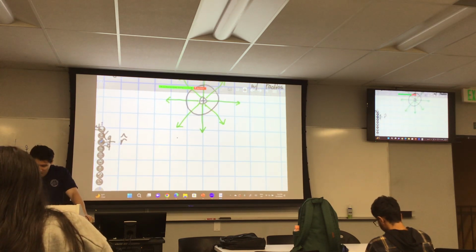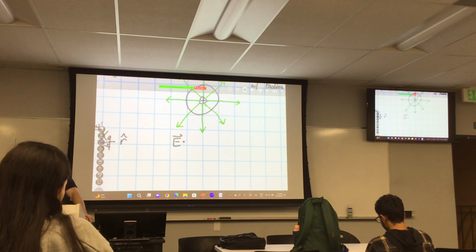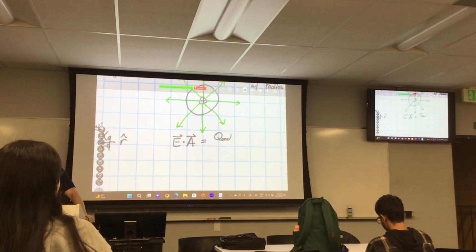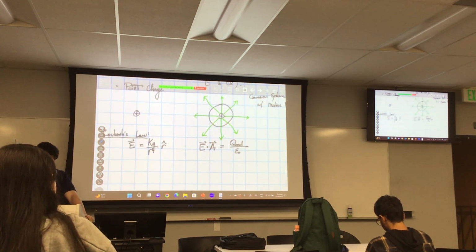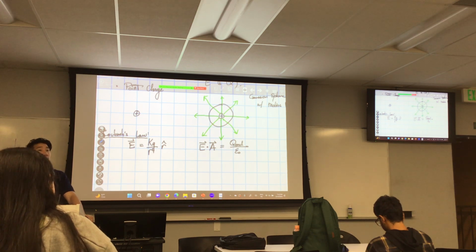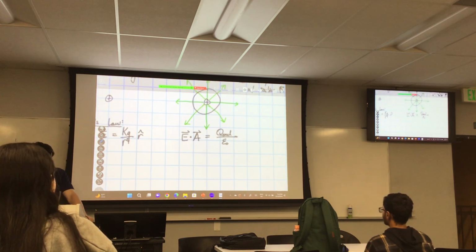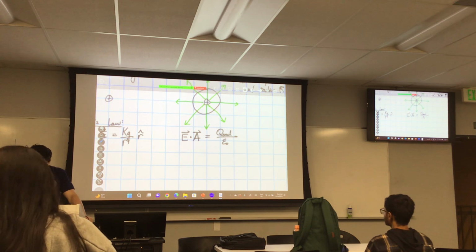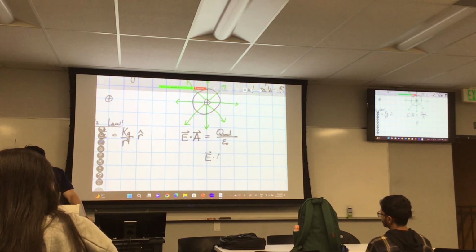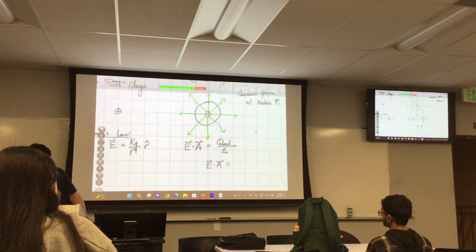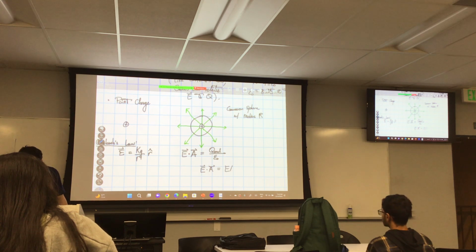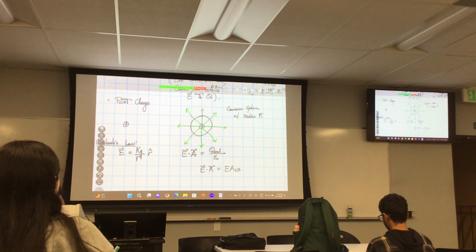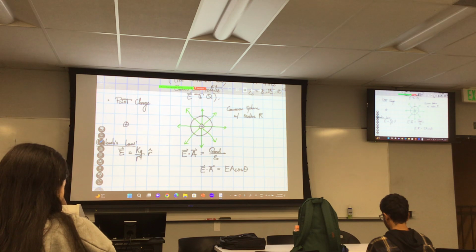And so what are we going to get? We're going to get E dot A is equal to Q enclosed over epsilon naught. Let's just focus on the left-hand side here. What is E dot A? The reason why we wanted to use a Gaussian sphere is because we get this relationship, EA times cosine of theta.